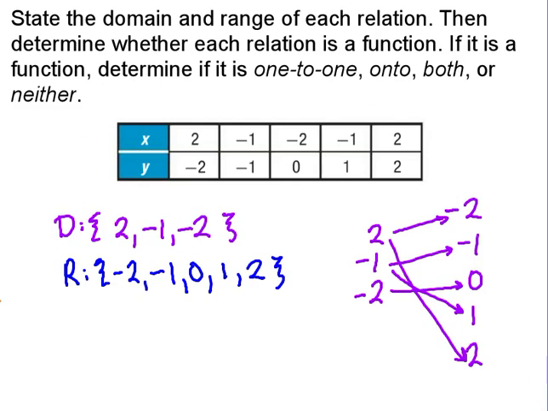Yep. This is not a function because of this number and this number. The reason why it's not a function is because notice you have 2 arrows coming from both of those. Okay? Now, if you're curious, you're like, well, what do you mean?